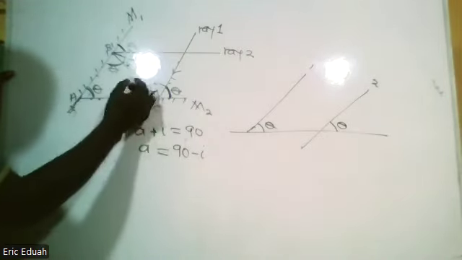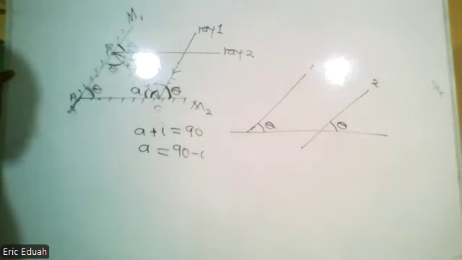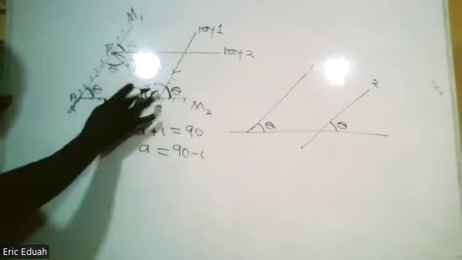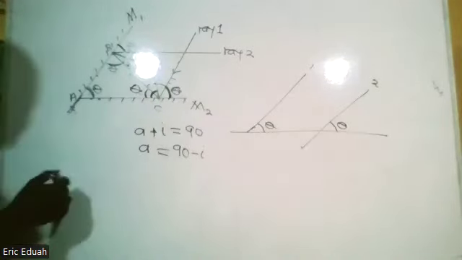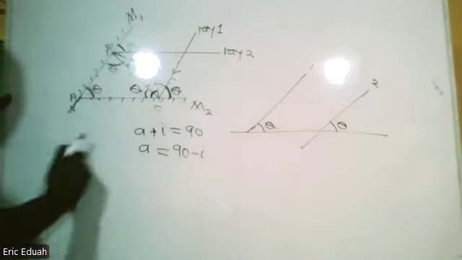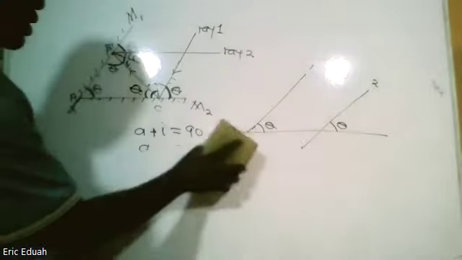The angle here is equal to the angle here. So if this is theta, then this will also be theta. So that we have the angles within the triangle to be theta, theta, theta. When you sum them up, 3 theta is equal to 180. Theta, therefore, is equal to 60 degrees.